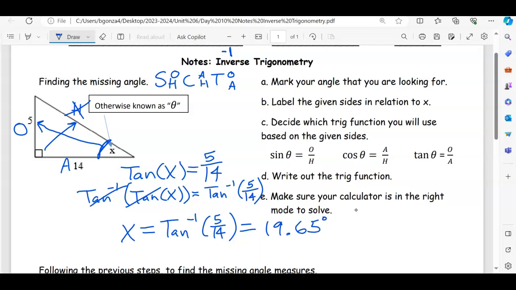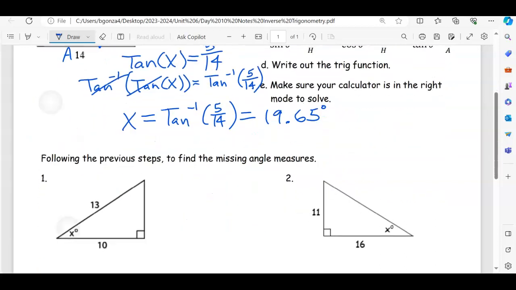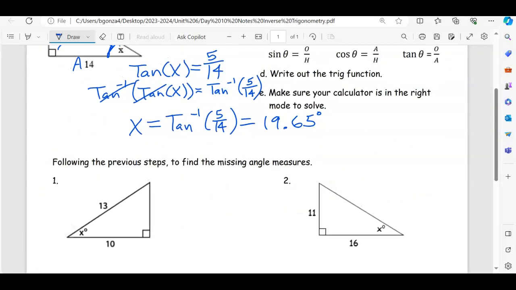Do you see how this works? Missing angle, inverse trig. That's the idea. Let's do number 1. Actually, 1 and 2. Can y'all label OHA on number 1 and 2? So label OHA on number 1 and 2 right now, with your pencil. There you go.